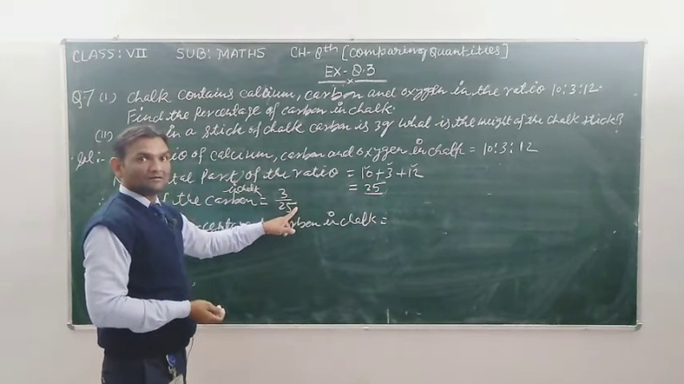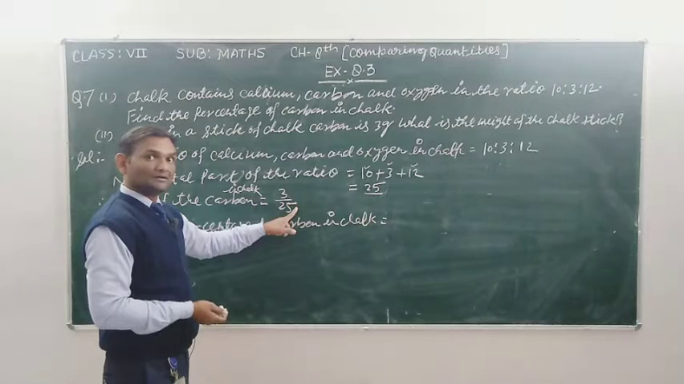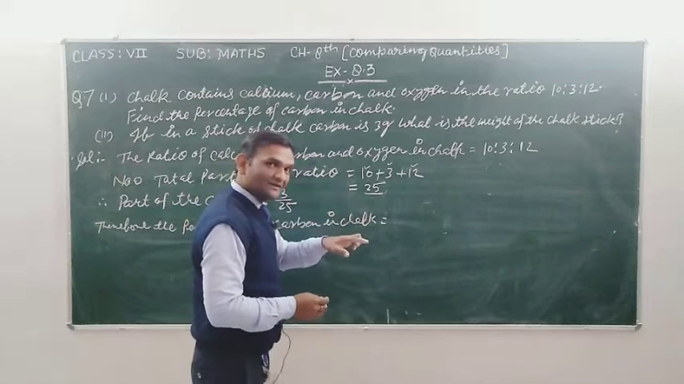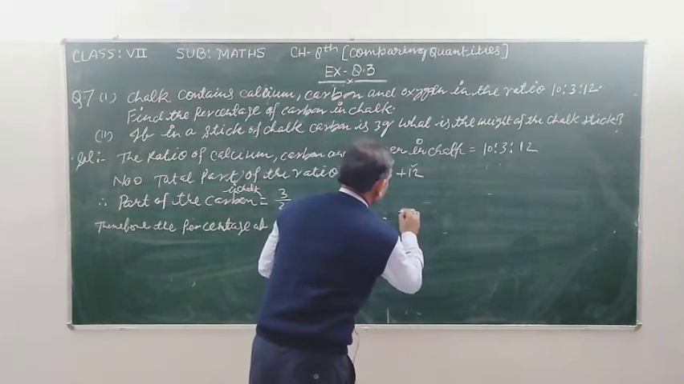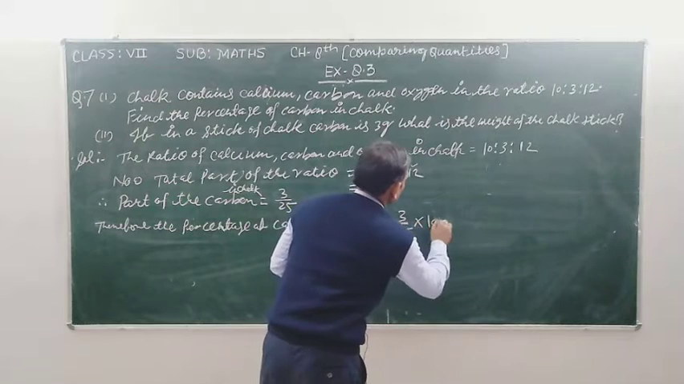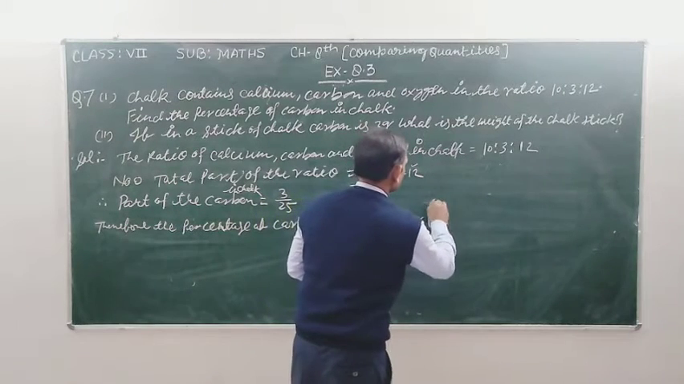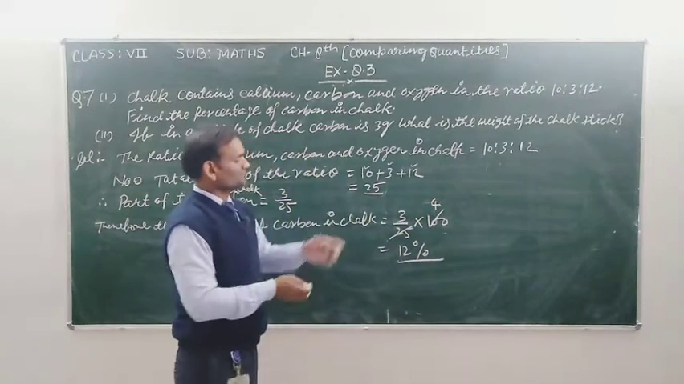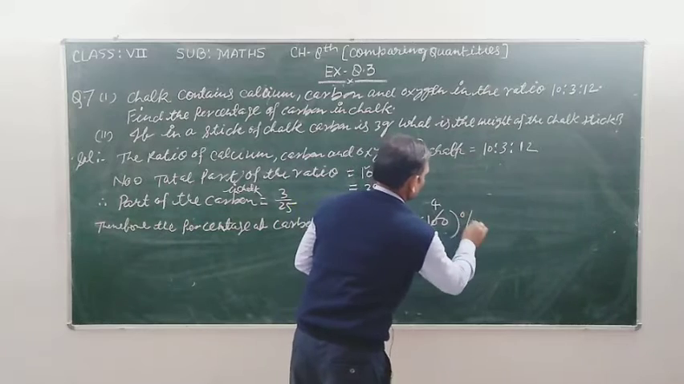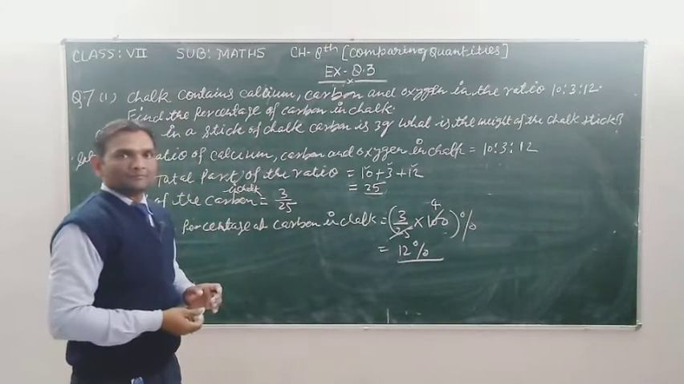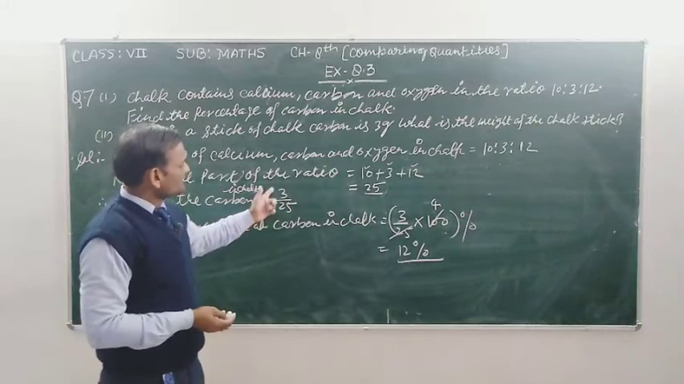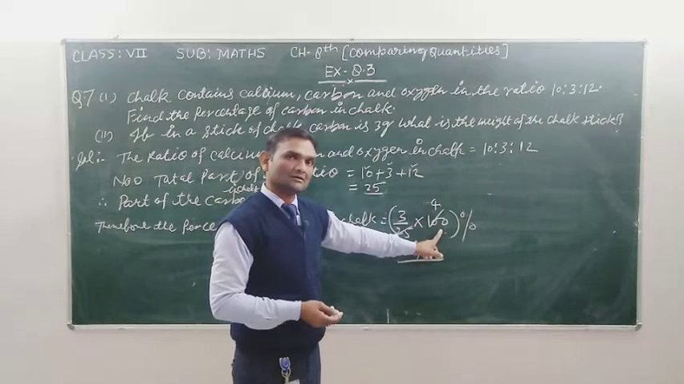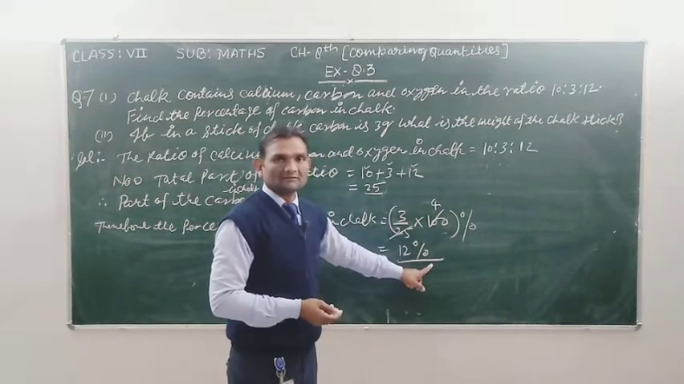This is the part of the carbon in chalk. We have to change it into percent. How? By multiplying 100. I have told you in this chapter. 3 upon 25 into 100. 25 4 ja 100, 3 4 ja 12. If we need to change any fraction in percent, we have to multiply by 100 in that fraction. Then we can get the percent.